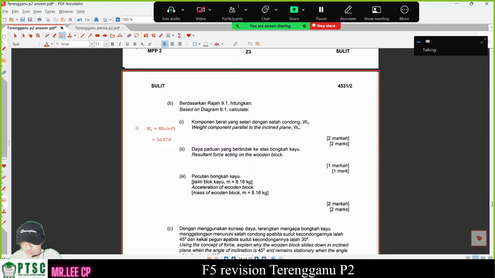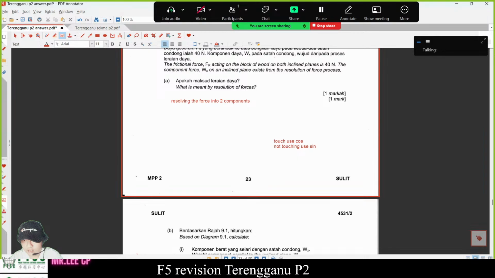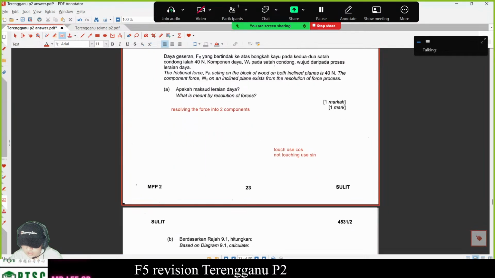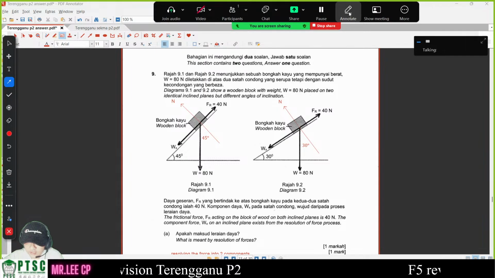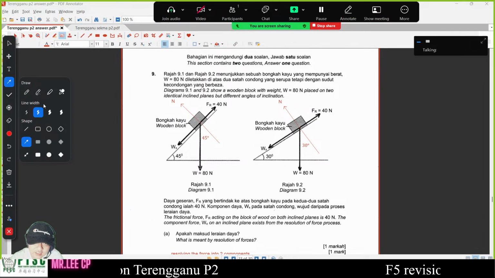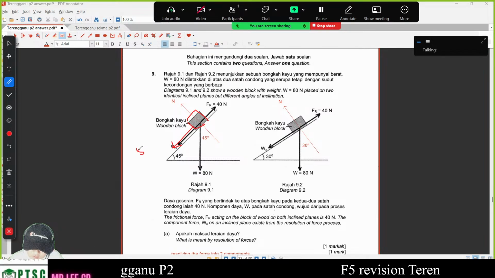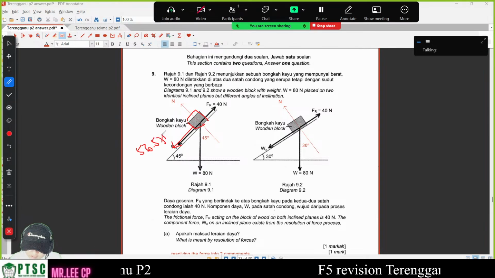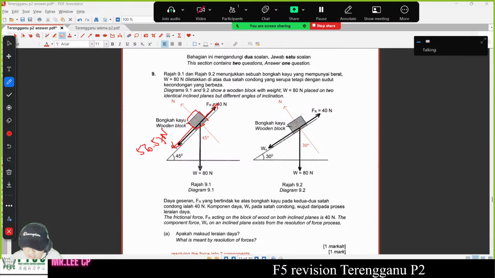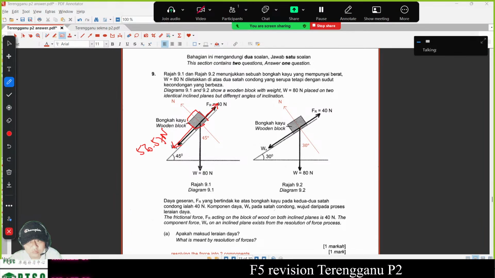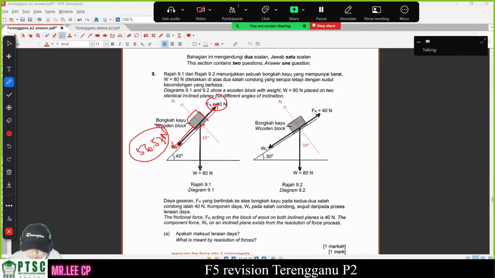Resultant force acting on the wooden block. So this resultant force will be, now you see how much is the force Wx? It is 56.57. So now you imagine there is a force, 56.57 Newton, pulling downward in this direction. So there is another force pulling up. This is frictional force pulling up, 40.